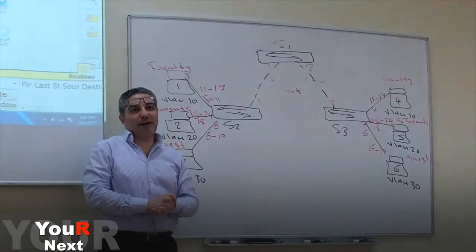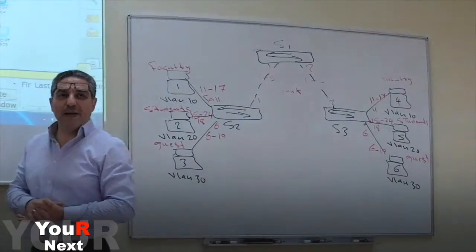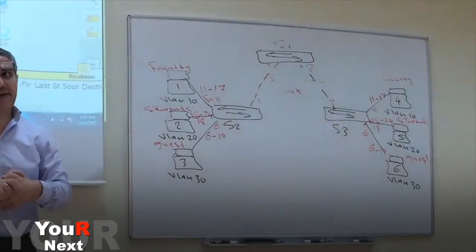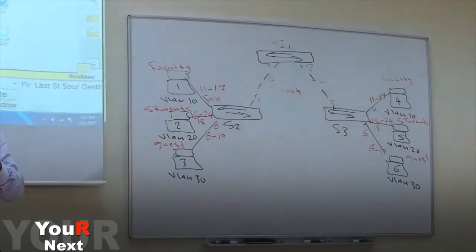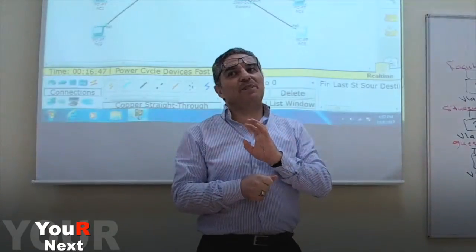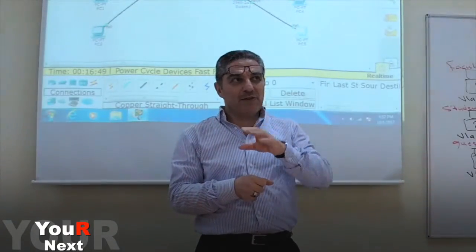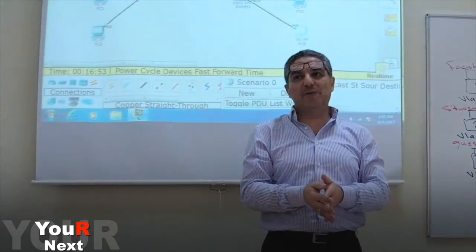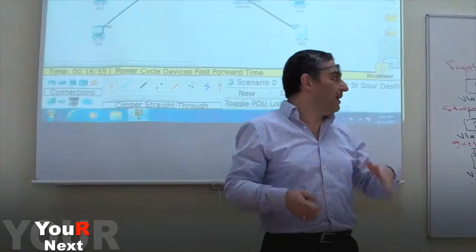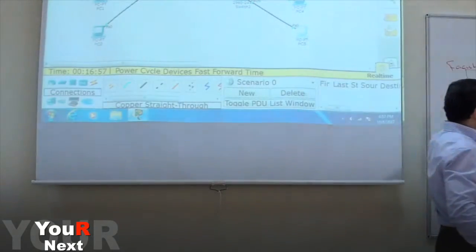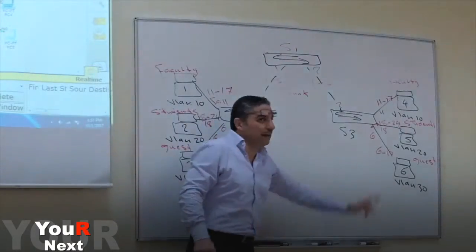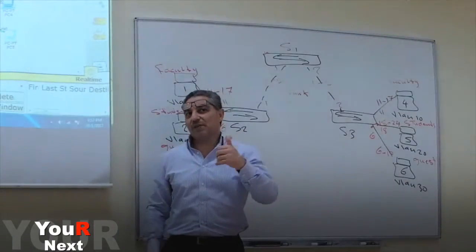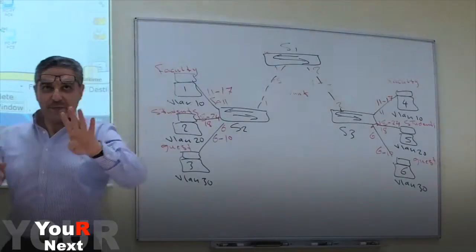Cisco says it is for security reasons, because by default all the switches are managed through VLAN 1. So I need to create another VLAN instead of VLAN 1, which is VLAN 99. So I'm going to create VLAN 99 here on each switch, and for each switch we're going to create 4 VLANs.